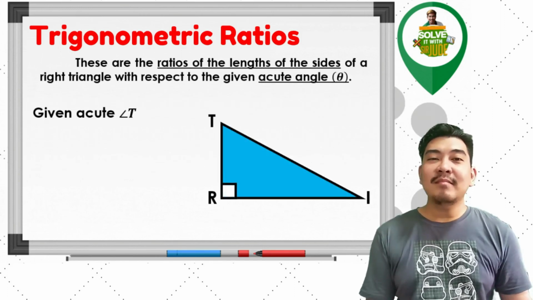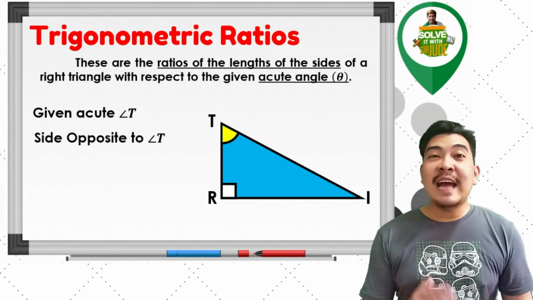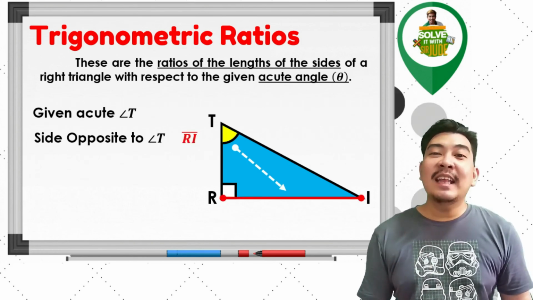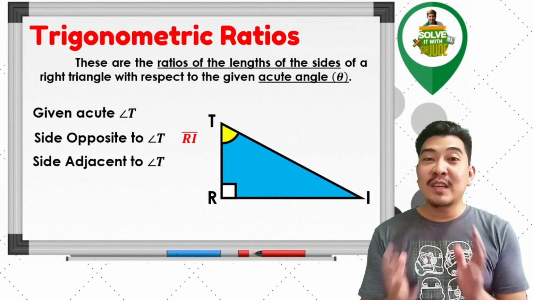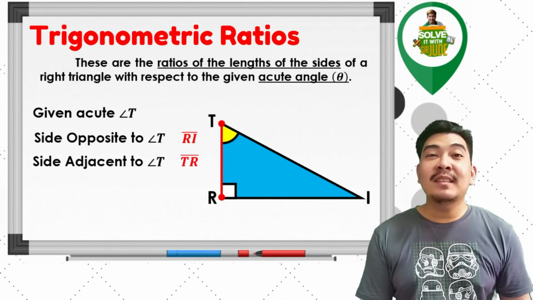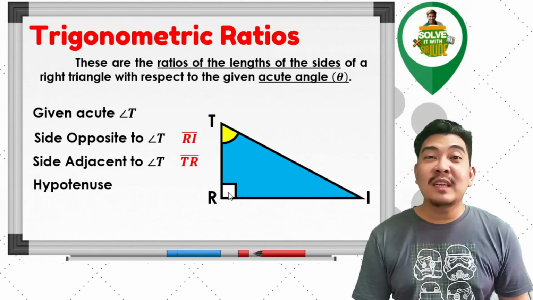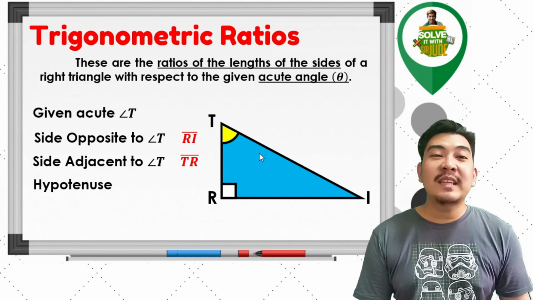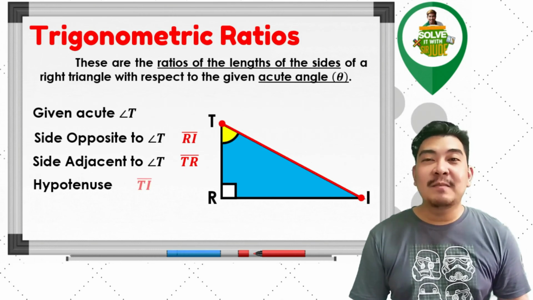Next, how about if we consider the other acute angle, which is angle T? Mag-iiba naman tayo ng perspective this time. The side opposite angle T will be segment RI, and the side adjacent to angle T, again only the non-hypotenuse side, will be segment TR. And the last one is the hypotenuse. Remember that the hypotenuse is the side opposite the 90-degree angle. So this is the 90-degree angle, and opposite it will be our hypotenuse, segment TI.